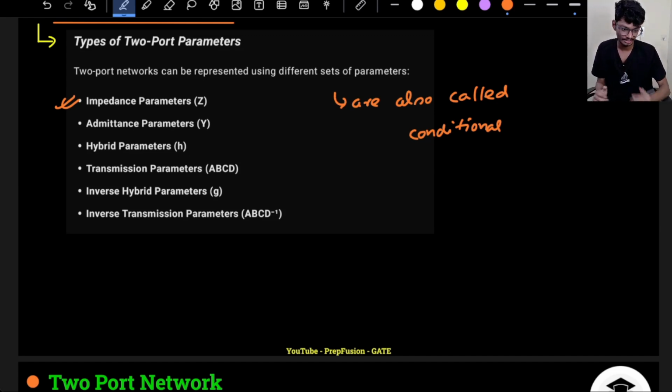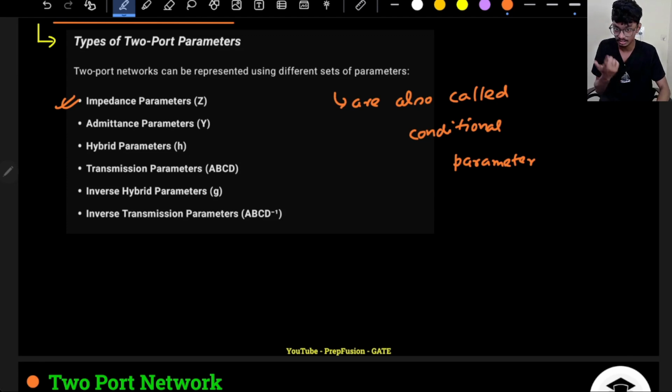Like if you are in a relationship, right? You have some condition that at least for a month we will go out for the movies, or we will meet two times in a month. So there is some condition, it is not unconditional. So here also there are some conditions attached if you want to find out the parameters. So these are called conditional parameters.